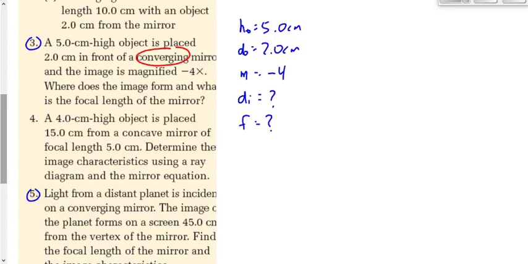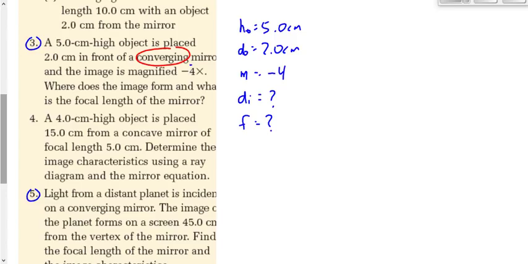Now, it's a converging mirror. They don't really need to tell me this, right? Because we're looking for the focal length. If the focal length works out to be positive, then it's converging. If it works out to be negative, then it's diverging. We can figure out whether it's converging or diverging. But because they do tell me it's converging, it's a nice little check for me. If I calculate the focal length and it works out to be negative, I know I've made a mistake, because they told me that I should get a positive answer because it's a converging mirror. So we don't need this information, but it is a nice little check for me if they give it to me.